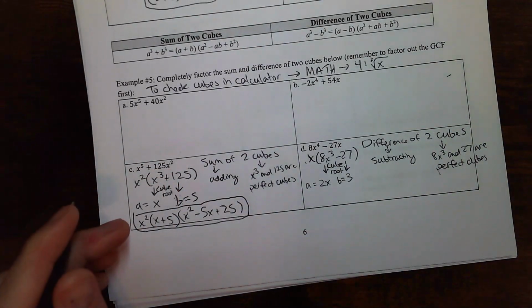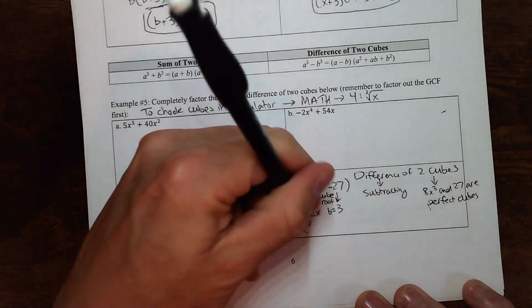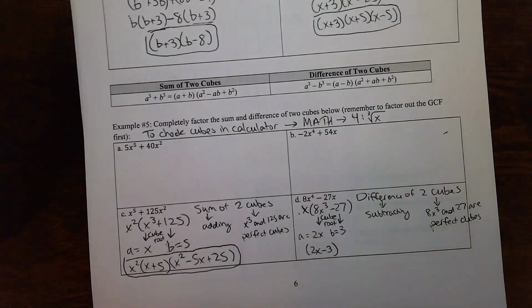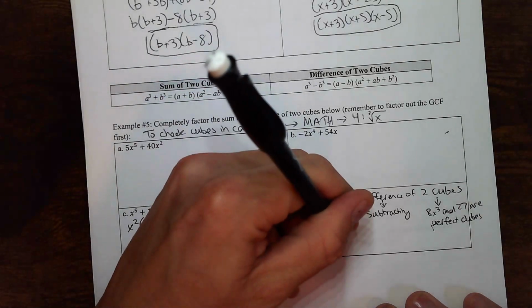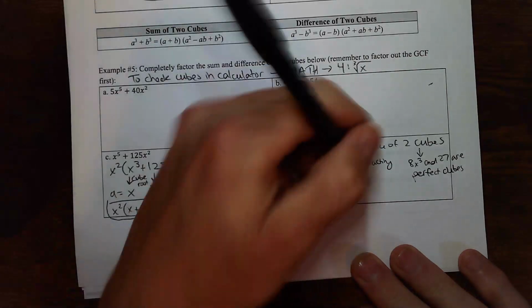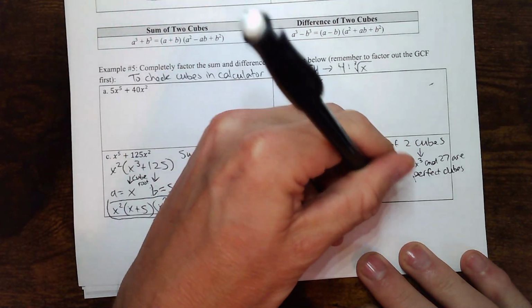Now, once you've got A and B, you're going to plug it into the difference formula. So the difference starts with A minus B. So it'd be 2x minus 3. And then it's A squared. So it'd be 2x quantity squared. So you got to square the whole thing. That's the key. Plus A times B, plus 2x times 3, plus B squared, plus 3 squared.